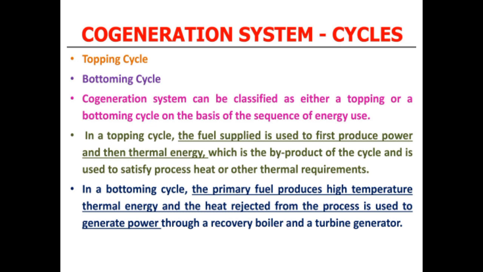The fuel supplied is used to produce the power and then the thermal energy, we call it topping cycle. The primary fuel produces high temperature thermal energy and then the heat rejection is used for generation of power, that is called bottoming cycle. In equipments like the recovery boiler and turbine generator, we are using this bottoming cycle. Okay, so it is a very important topic in this unit.